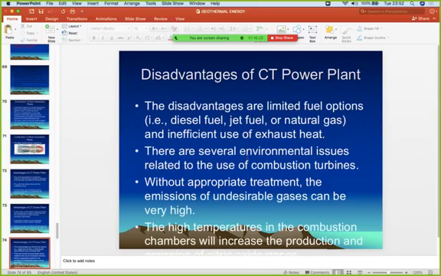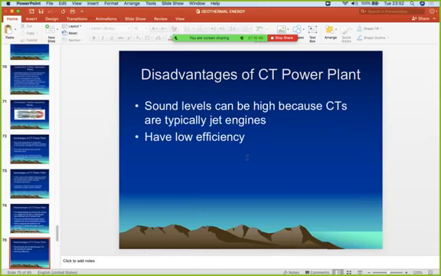There are several environmental issues related to the use of combustion turbines. Without appropriate treatment, the emissions of undesirable gases can be very high. The high temperature in the combustion chambers will increase the production, and sound levels can be high because combustion turbines are typically jet engines. They have low efficiency.